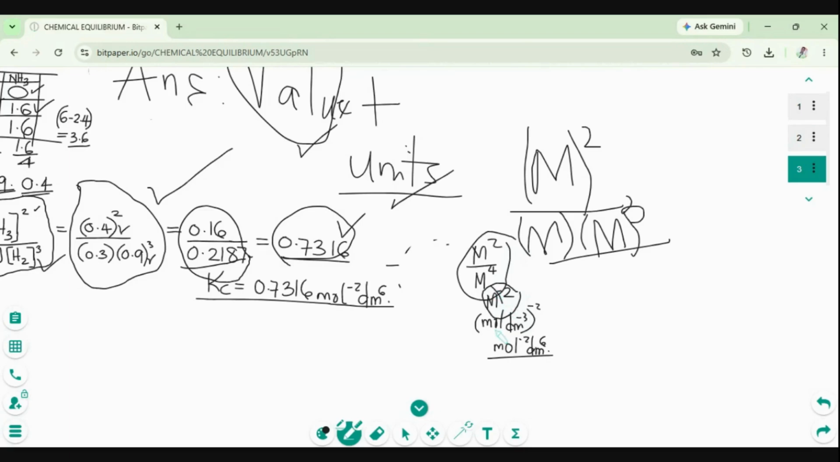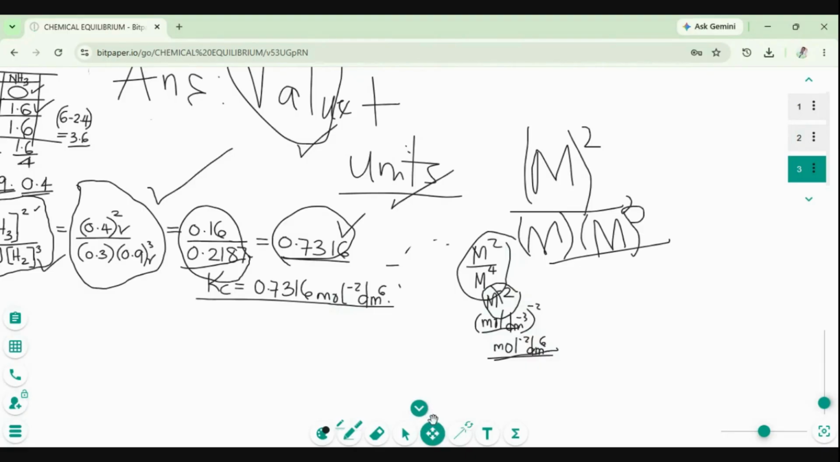However, this capital M is this. And finally, I arrived at my final answer, which is the final answer for the unit, which is moles per decimeter power -2, decimeter power 6. Okay, so that is how we deal with our case 3.